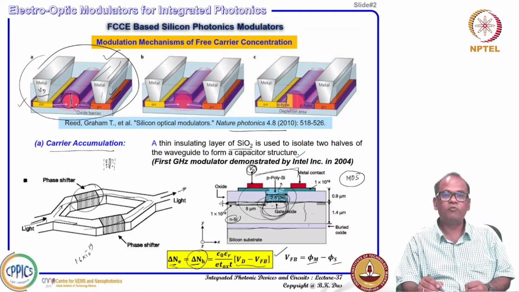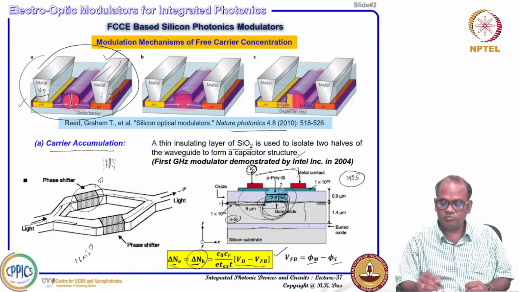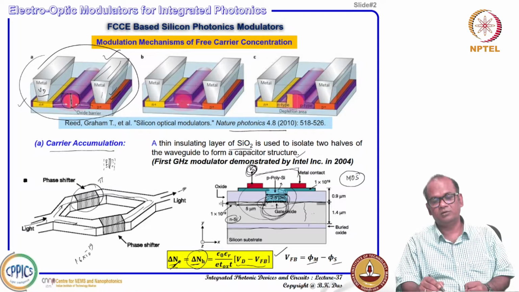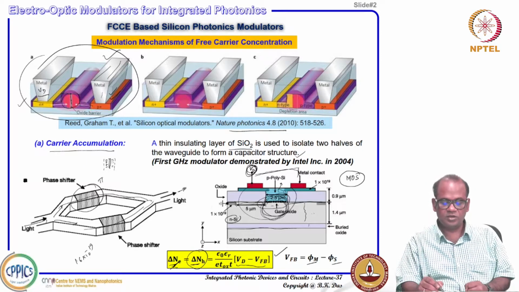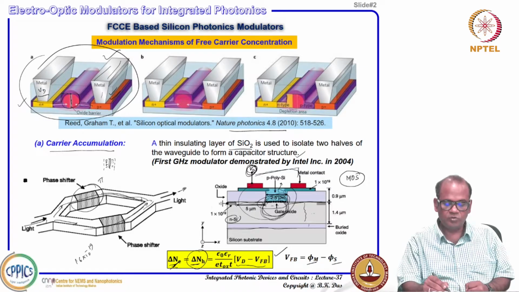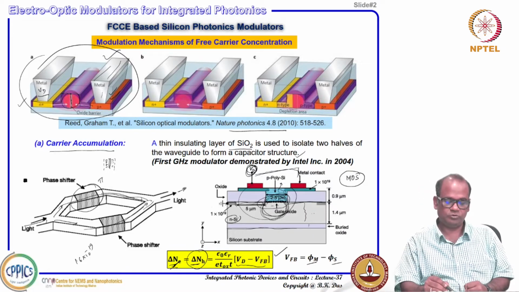So when you go for on-off condition, that means if you are just introducing a pi phase shift by changing your VD, changing your carrier concentration, you can get destructive interference. So your extinction will be very large. On-off extinction will be very large, because for the on-off extinction to be large, it is mandatory that both the interfering waves should be of equal amplitude.